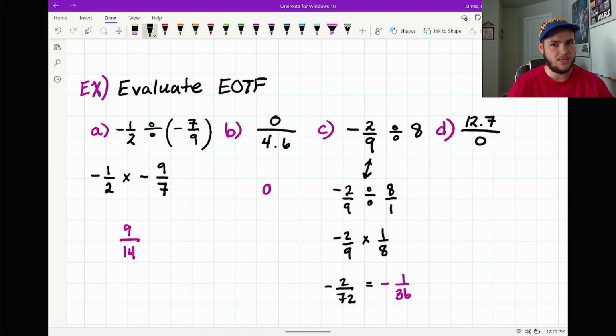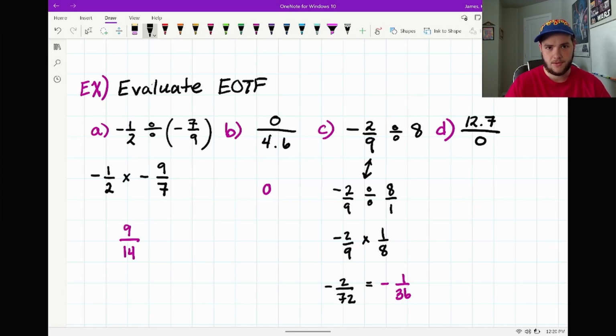Something I would like you to get in the habit of in this class is to fully simplify your answers. And we'll get a little bit more into detail about how simple is simple when it becomes more appropriate. But for now, I noticed that there was a factor of 2 in both the numerator and denominator that I was able to cancel, leaving me with negative 1 over 36.